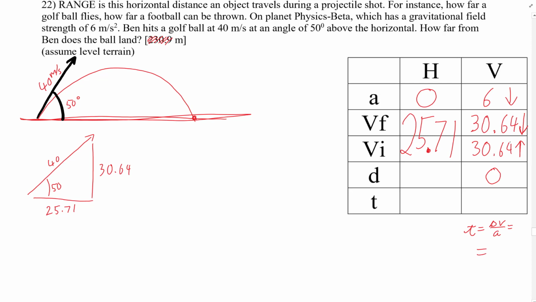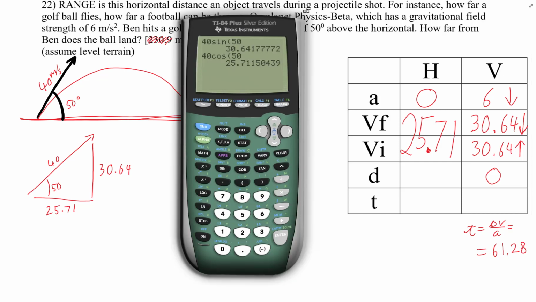And the change in that velocity is going to be 61.28. We have to just double that number, and that's still in our calculator here. We take this number and multiply it by 2. And then we divide it by 6. So this will be the time, because we have to divide it by the acceleration, which is 6. So the time is going to equal 10.21.